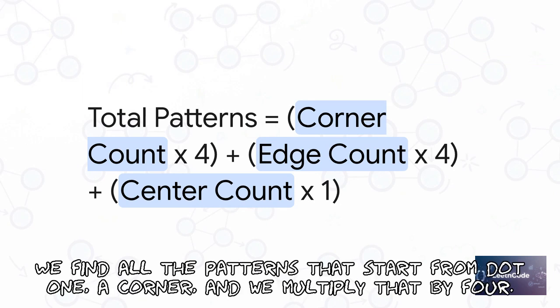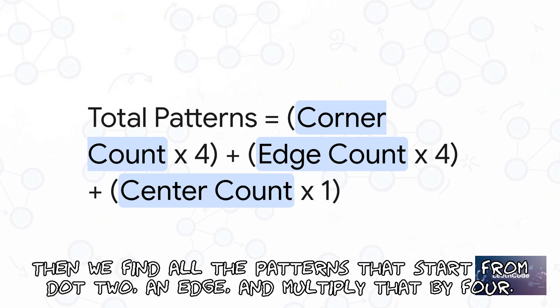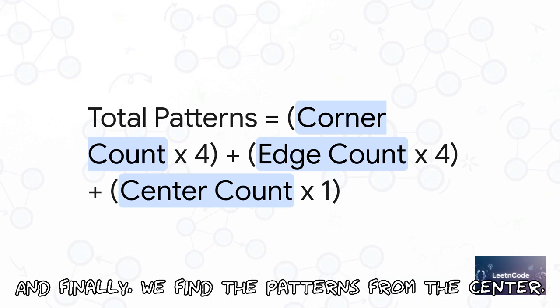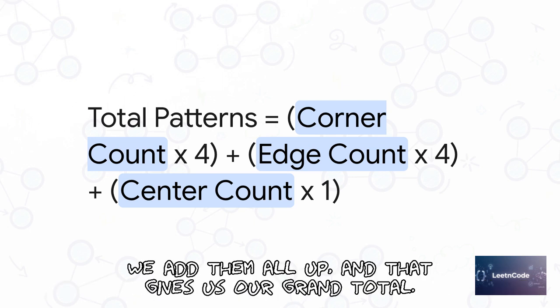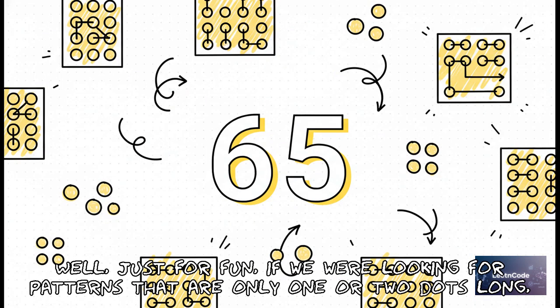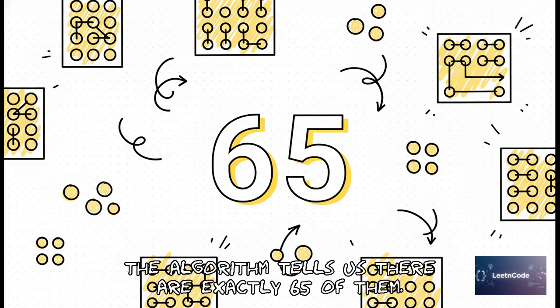We find all the patterns that start from dot 1, a corner, and we multiply that by 4. Then we find all the patterns that start from dot 2, an edge, and multiply that by 4. And finally, we find the patterns from the center, dot 5. Well, there's only one of those. We add them all up, and that gives us our grand total. So what's the answer? Well, just for fun, if we were looking for patterns that are only 1 or 2 dots long, the algorithm tells us there are exactly 65 of them.